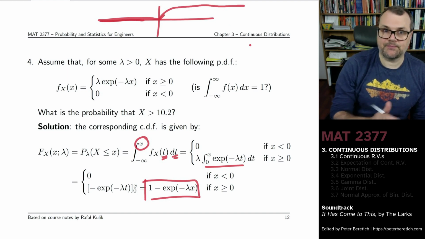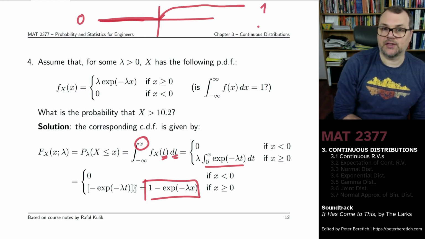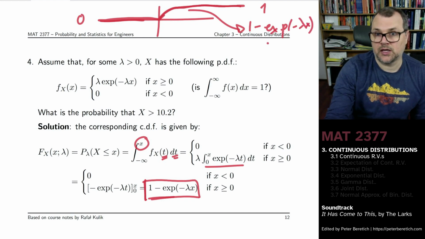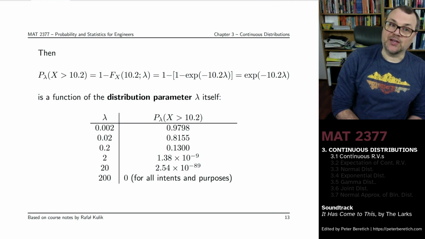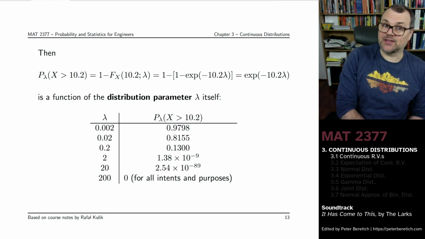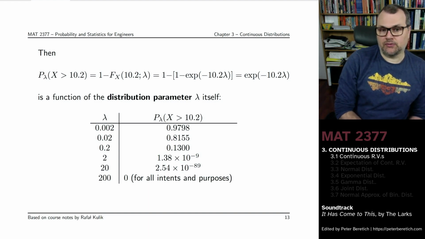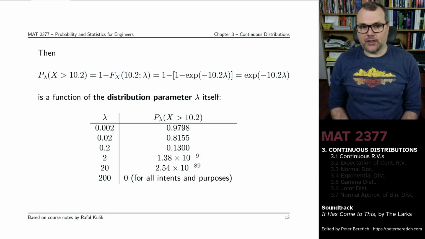cumulative probability, right? It goes to 0 when x goes to negative infinity, goes to 1 when x goes to positive infinity, and in between the curve it follows is this one: 1 minus the exponential of minus lambda x. Then if you're interested in knowing the probability that your random variable will be greater than 10.2, remember we said that it would be 1 minus the cumulative distribution function of 10.2. And so this is 1 minus the expression to evaluate. Well, we'll just replace x by 10.2 in there, and you will get the exponential of minus 10.2 lambda.